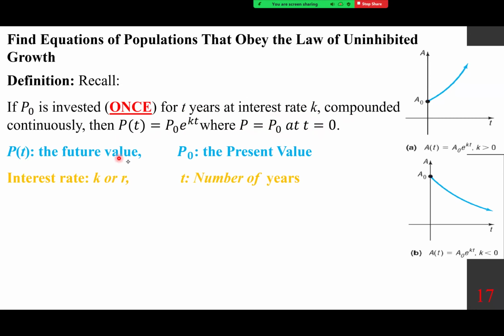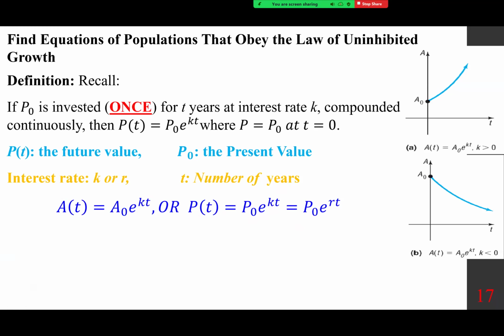P of t is the future value, P of 0 is the present value. Interest rate is either k or r, so sometimes we use k, sometimes we use r, depending on the text. T is the number of years. And again, various ways of writing the same thing, class. A of t is A sub 0 e to the power of kt, P of t is P sub 0 e to the power of kt, P sub 0 e to the power of rt. So k is the same as r, depending on the text, class.